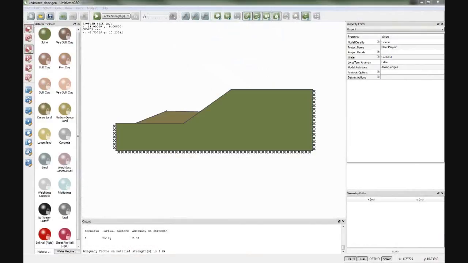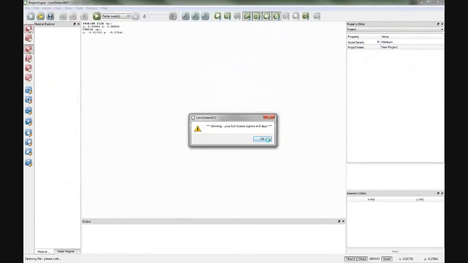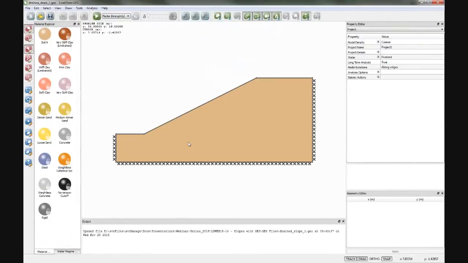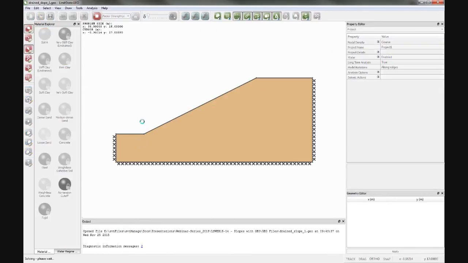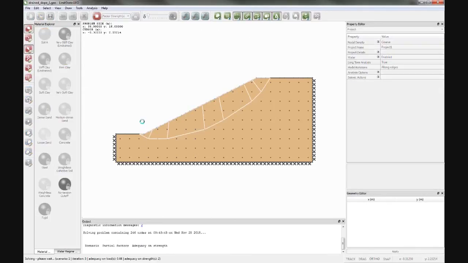We'll now look at another alternative. So I'm going to revert back to this example. This is a drained slope, the original Whitlow example that we looked at, and where we got a factor on strength of 1.63.